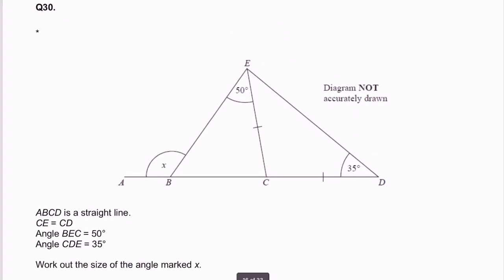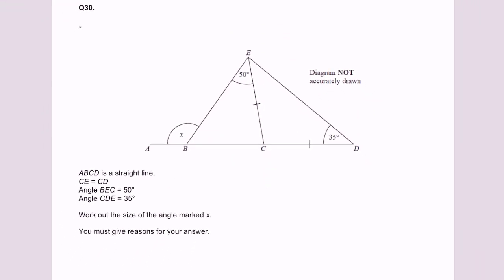Question 30, another angle question. ABCD is a straight line, CE equals CD. Okay, so that's the midpoint. CE is equal to CD, so that's an isosceles triangle. You can see those signs here that show these two lines are equal, therefore this angle and this angle are equal. Okay, work out the size of the angle marked X. You must give your reasons. Give reasons for your answer.